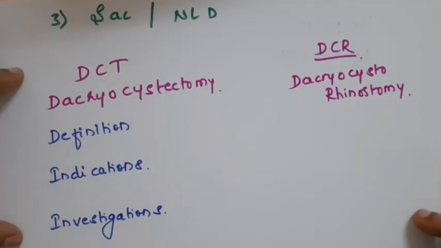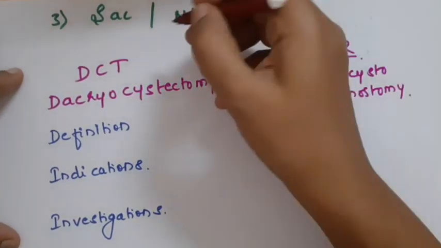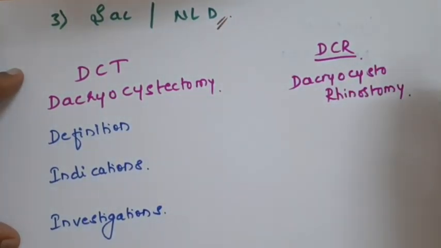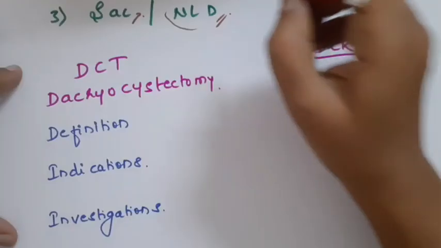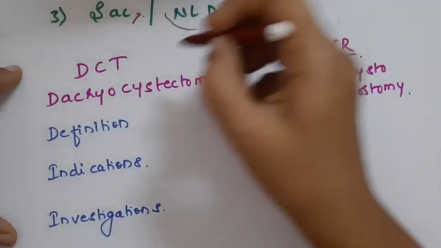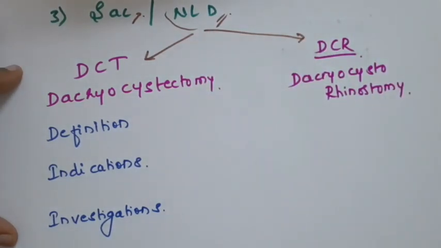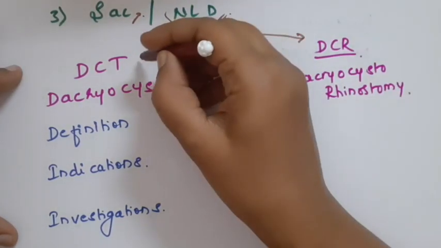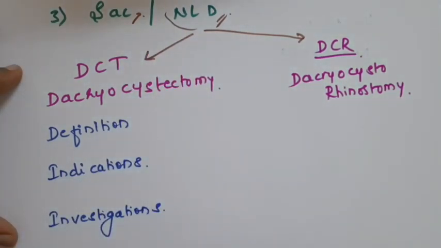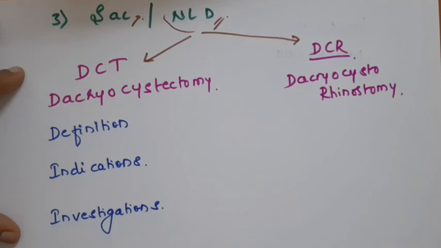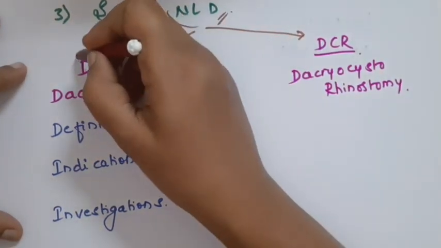So now coming to the important site of obstruction, that is the nasolacrimal sac or the NLD. The nasolacrimal duct, that is the upper half of the nasolacrimal duct, is the most common site for obstruction. So we have 2 main procedures here, that is the DCT and the DCR. The major difference between DCT and DCR is, in DCT you are removing the complete sac, whereas in DCR you are preserving the sac, but you are creating one more path for the drainage of the tear film, that is DCR. So what is the disadvantage of DCT?